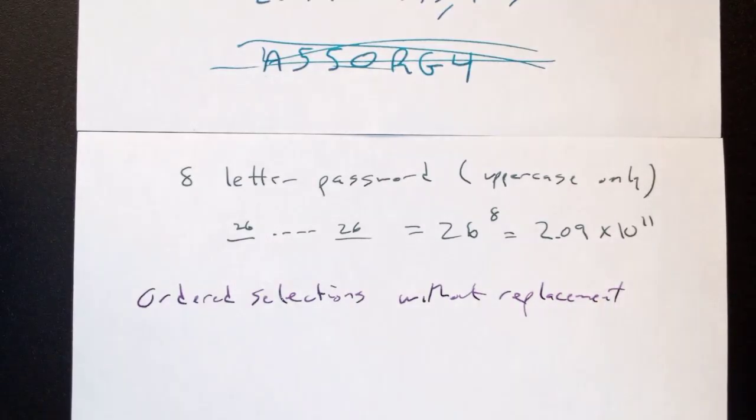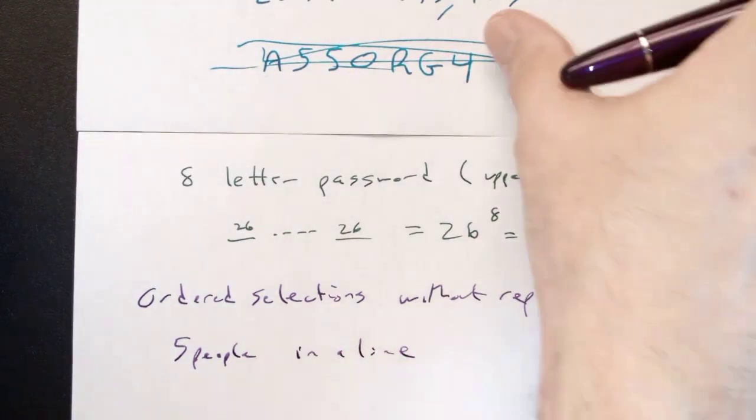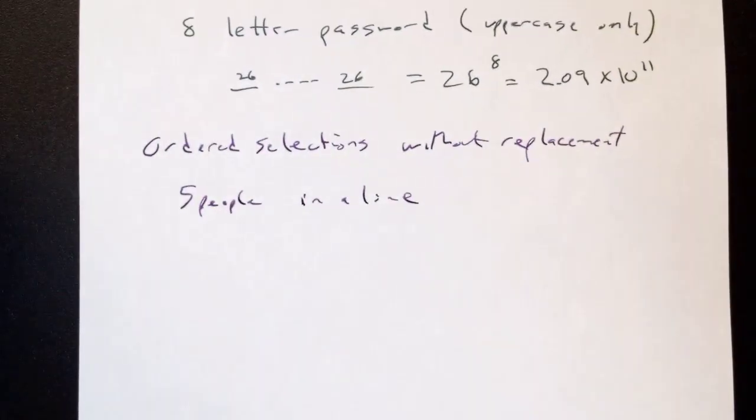We talk about this idea as an ordered selection without replacement. I've got 5 people, and I want to put them in a line. How many different ways can I put 5 people in a line? Hold that thought there.